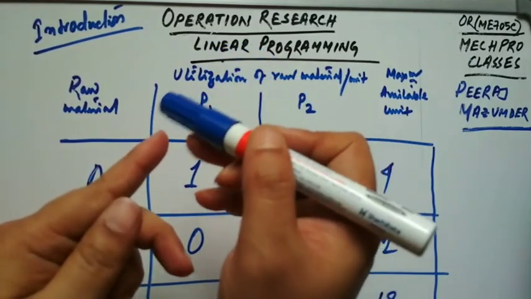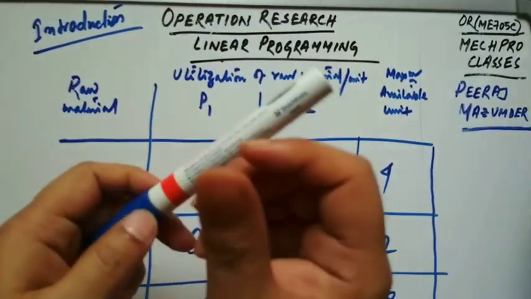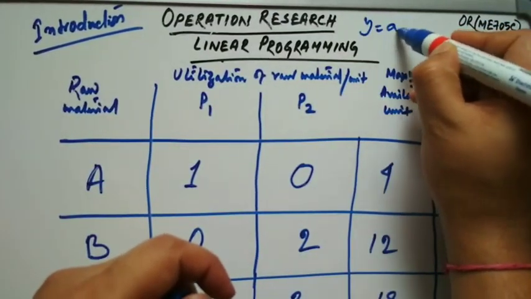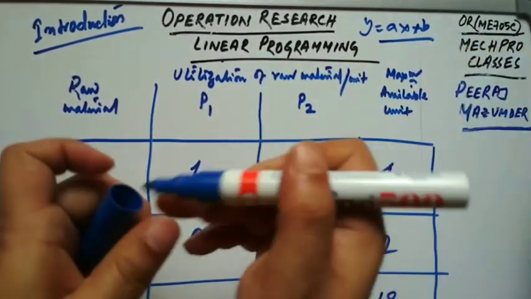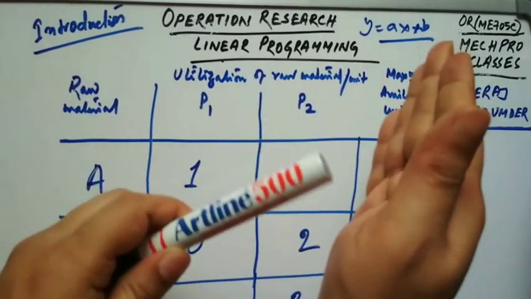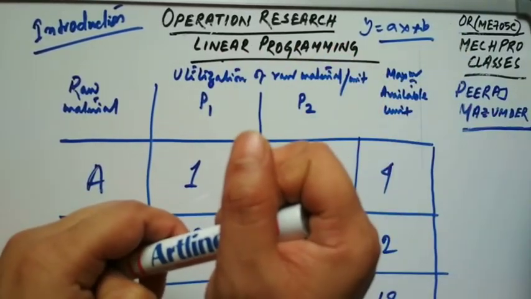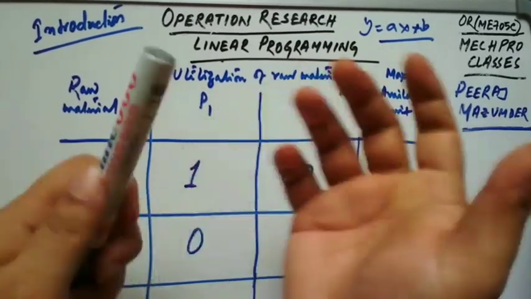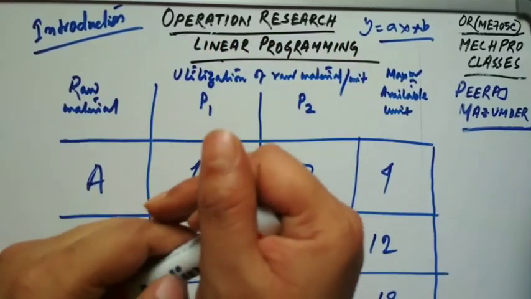Now, what linear means: the relationships handled are those which can be represented by a straight line only. That is, it follows the form y equals mx plus b. That is the equation for the straight line. That is why it is known as linear. And the word programming means taking decisions systematically. So this is what linear programming basically means.